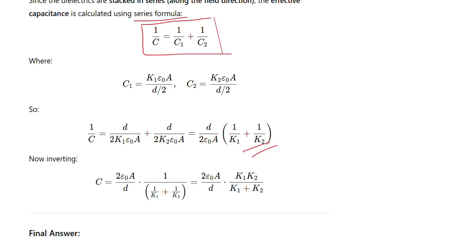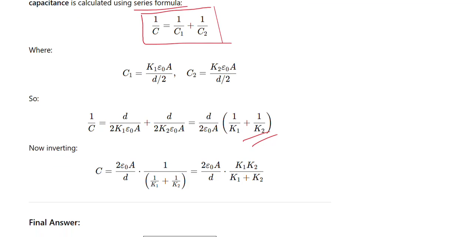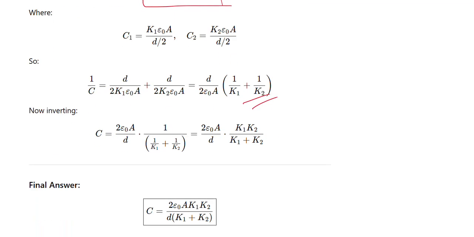Now you are able to get C, that is, the net capacitance is equal to 2 epsilon naught A divided by D into 1 divided by (1 by K1 plus 1 by K2) that we have already done. So it is K1 K2 divided by K1 plus K2, into 2 epsilon naught A divided by D. So this is the way we find the final capacitance, or the net capacitance.